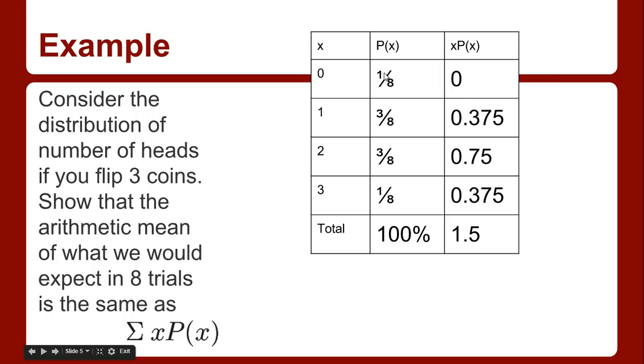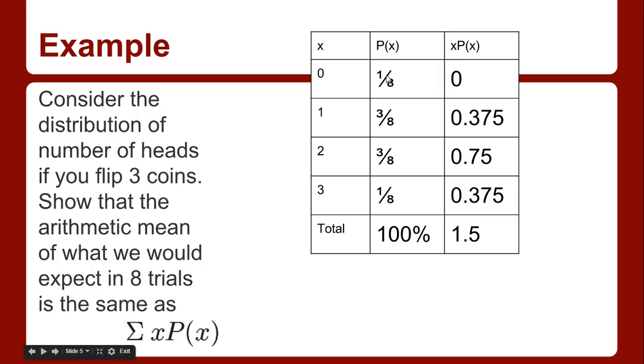There's one way to flip no heads. You could draw a tree diagram to see that. It's just tail, tail, tail. There's 3 ways to flip 1 head. You could do head, tail, tail, or tail, head, tail, or tail, tail, head. 3 ways to flip 2 heads. That's similar to the one head case, except instead of one head, it's 1 tail. And there's only 1 way to flip 3. It's head, head, head.